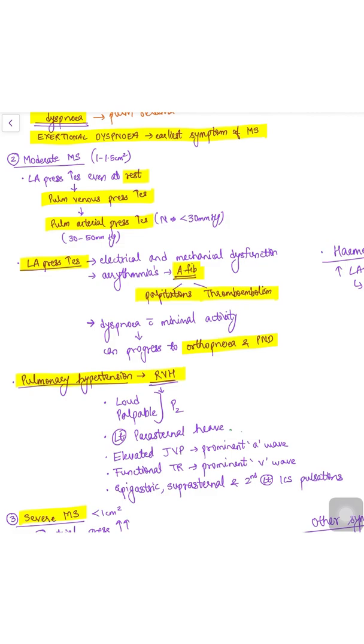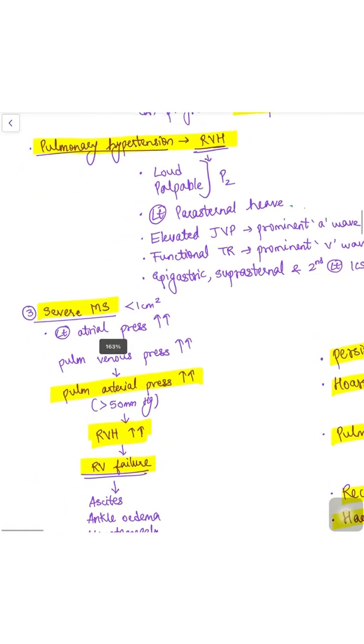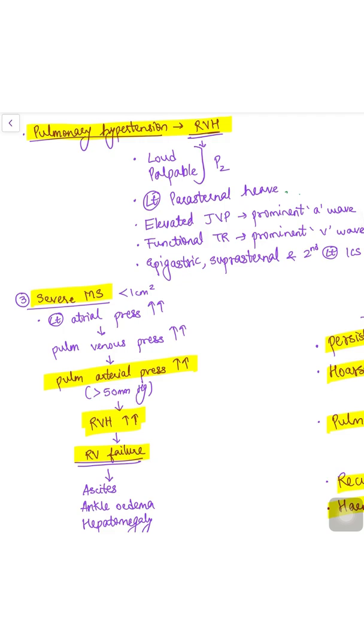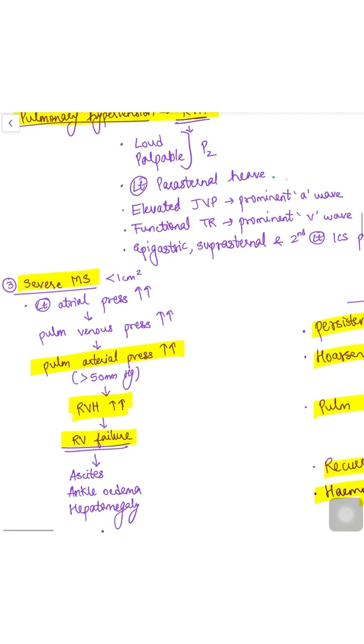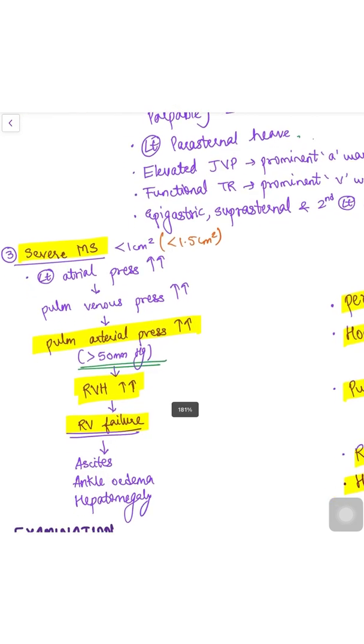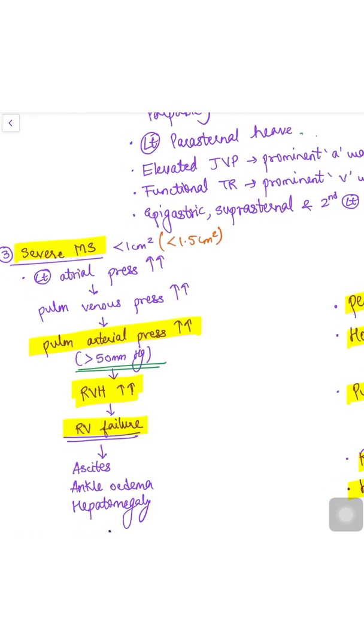In case of a severe MS, the mitral valve area is less than 1 centimeter square. The LA pressure is extremely high, which will again obviously get transmitted backwards with an increase in the pulmonary capillary wedge pressures, pulmonary arterial pressures in the range of more than 50 mm of Hg, which will lead to a right ventricular hypertrophy and a right ventricular failure. So when the patient presents to you with signs of right ventricular failure, meaning ascites, ankle edema, hepatomegaly, that indicates that the patient has severe MS.